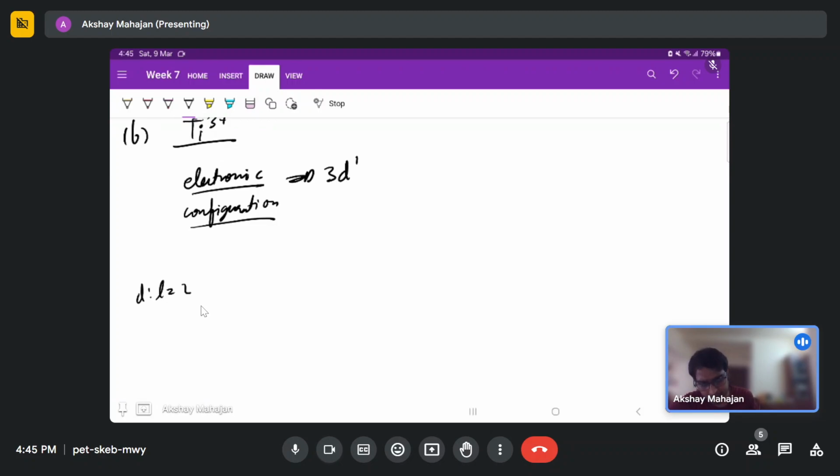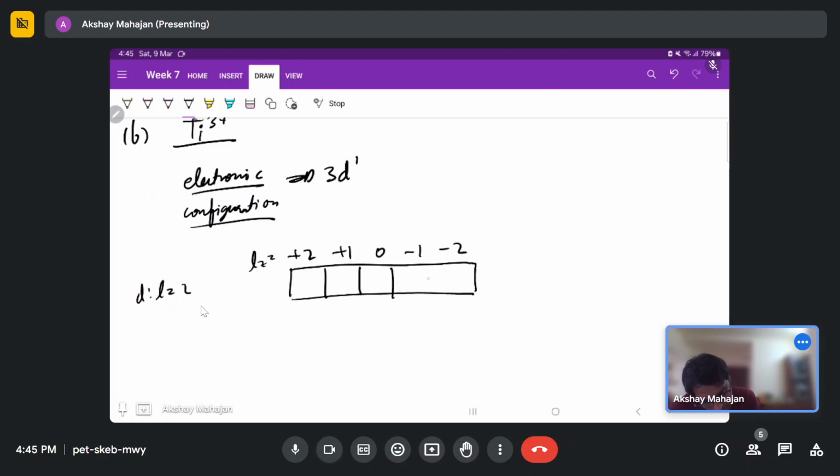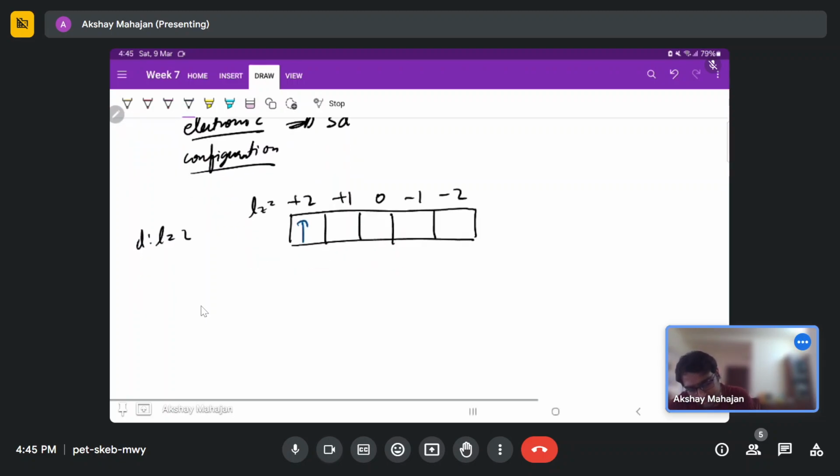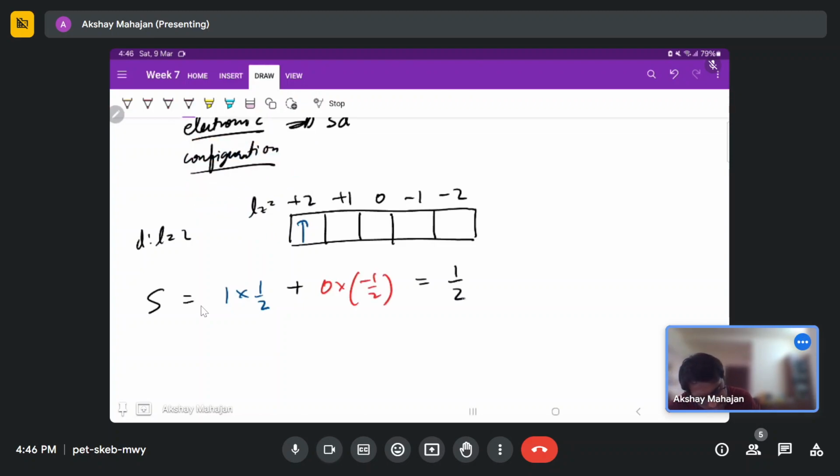So we have the 3d1 configuration here. For d, l equals 2, so our Lz values will be plus 2, plus 1, 0, minus 1, minus 2. And we are just using Hund's first rule only. We can just fill it. Just one spin up electron, so S will be equal to 1 times spin up, and then we have 0 spin down. So it will be 1 by 2.